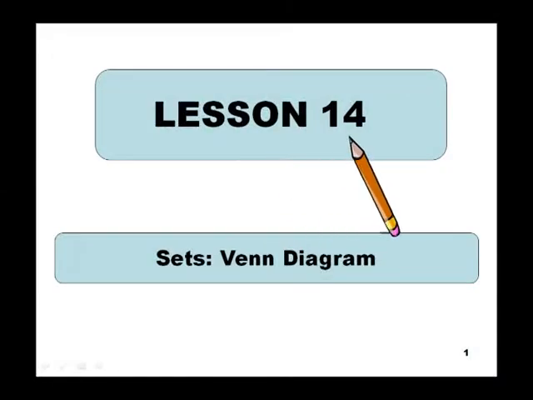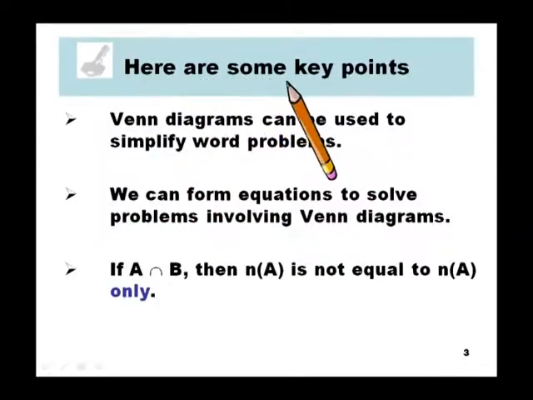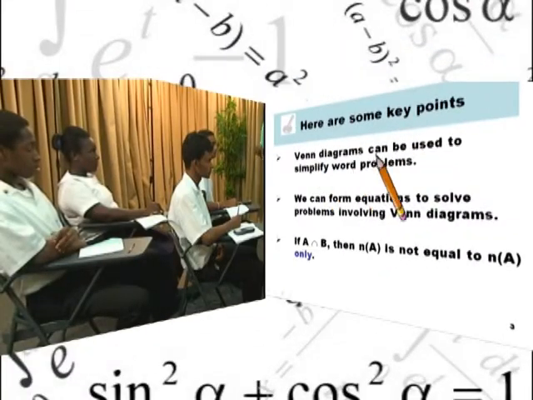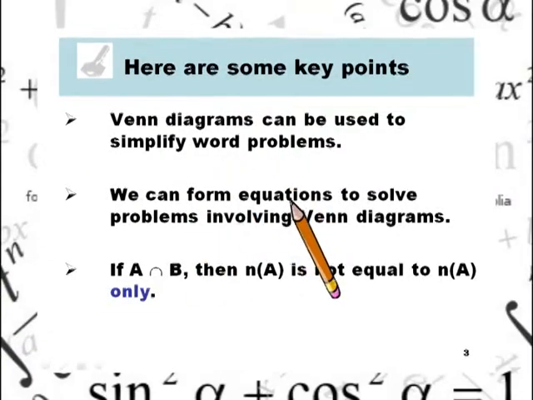Lesson 14, Sets, Venn diagram. In this lesson, we will use Venn diagrams to solve numerical problems arising from the intersection of 3 sets. Here are some key points. Venn diagrams can be used to simplify word problems. We can form equations to solve problems involving Venn diagrams. If A intersect B, then the number in A is not equal to the number in A only.